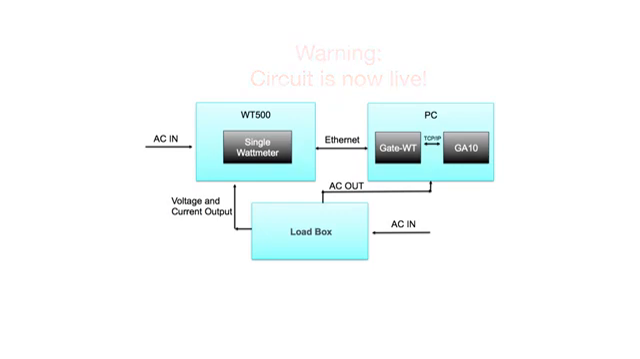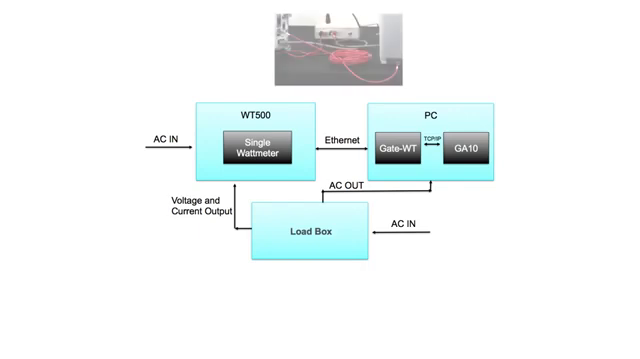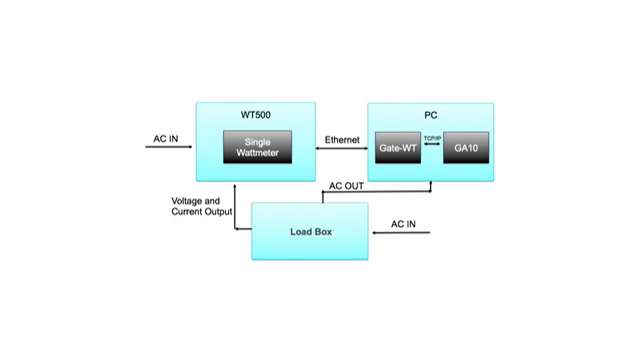Okay, let's get started. First, let's set up the communications between my laptop and the WT500 power analyzer. I have a crossover RJ45 Ethernet cable connected to my laptop on one end and the WT500 on the other end. On your setup, you may have a network switch, in which case you'll have to use a straight RJ45 Ethernet cable, but the underlying principles will be the same. Next, I'll configure the IP address for my laptop.